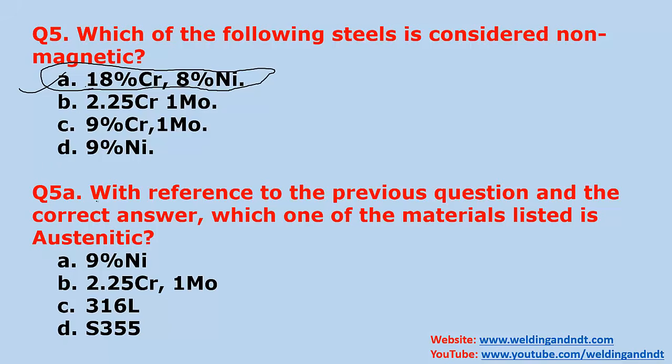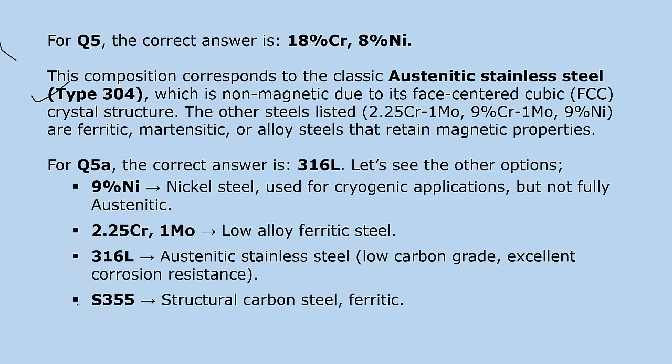Now question 5a. With reference to the previous question and the correct answer, which of the following material listed is austenitic? So which of the following four options is austenitic? So let me tell you that option C, that is 316L. 316L is an austenitic stainless steel. We'll see other options also.